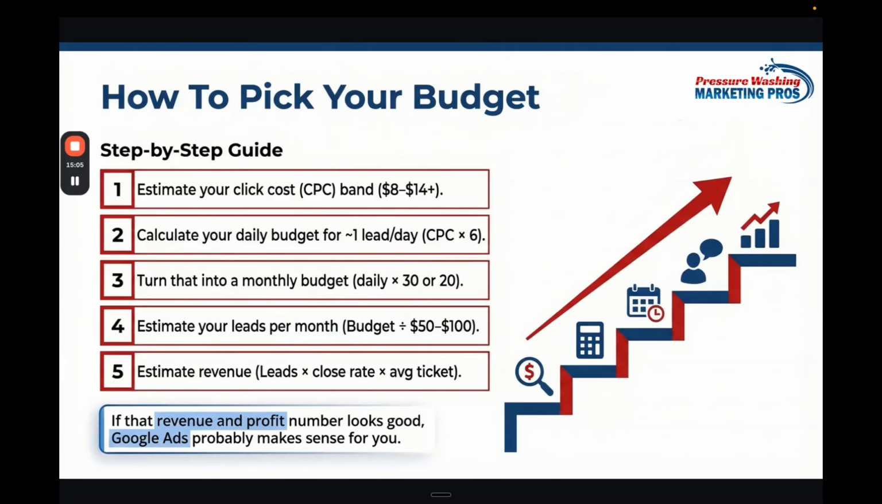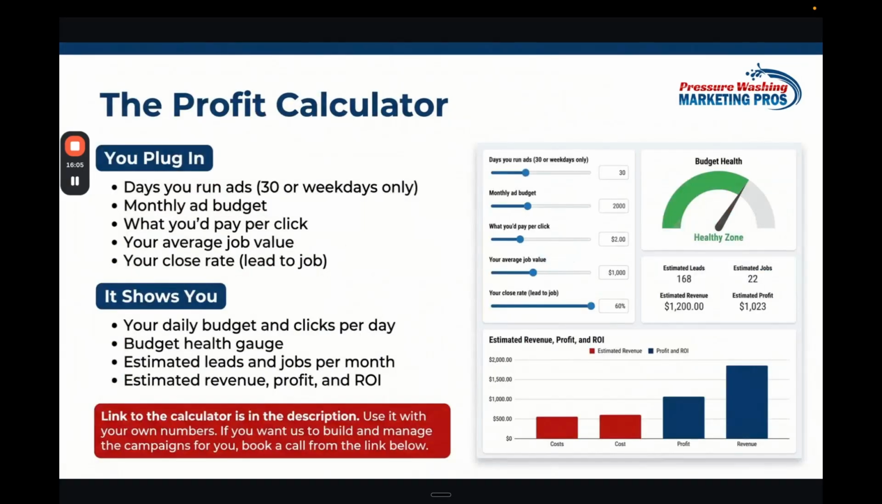And so the range is, I'd say if a client had $1,000, I would say 10 to 20 leads you could get a month. And your estimated revenue, as you guys know, is going to be the amount of leads you get, multiplied by your close rate, and multiplied by your average ticket. And that's going to be your estimated revenue. So if the revenue and profit numbers look good, then Google Ads probably makes sense for you if you run through this exact equation. So I will go ahead and show you exactly right now.